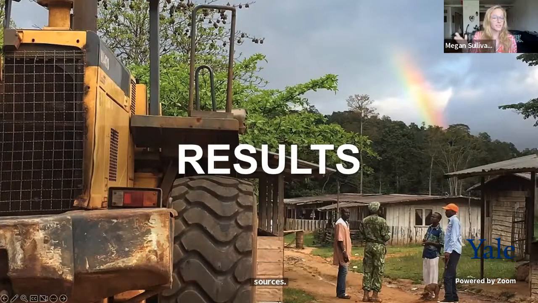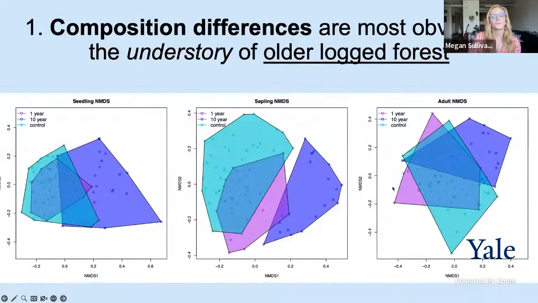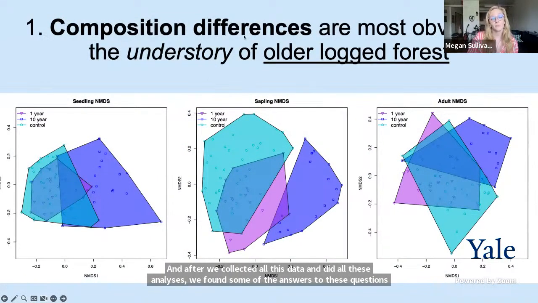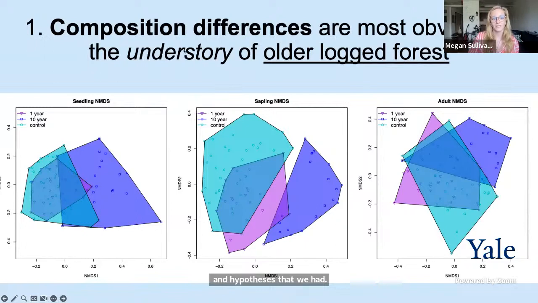And after we collected all this data and did all these analyses, we found some of the answers to these questions and hypotheses that we had. So first of all, we found that there were some composition differences that were most obvious in the understory of the older logged forests. And we can see this by looking at these figures here.